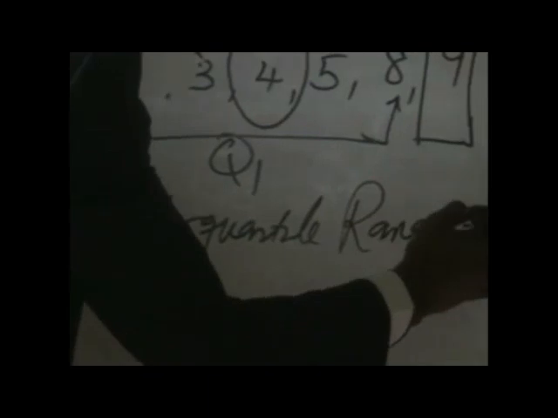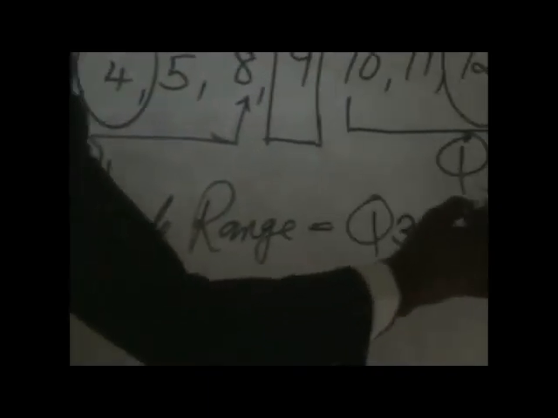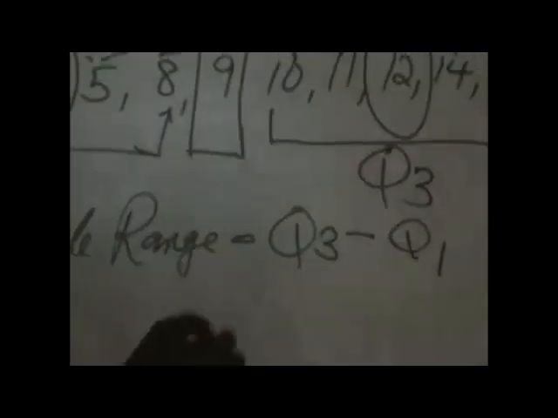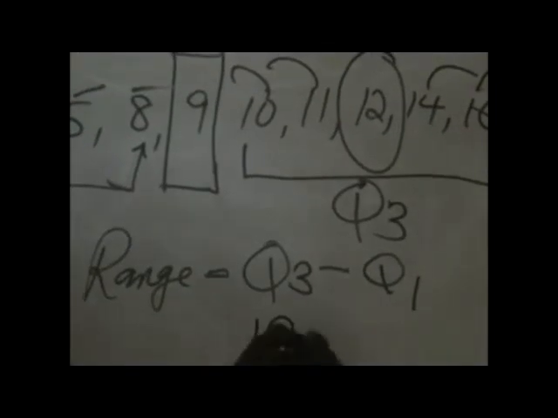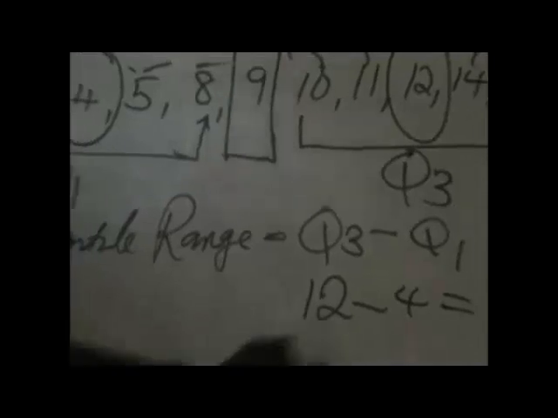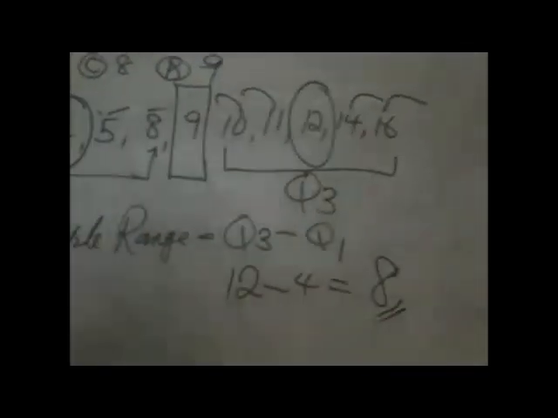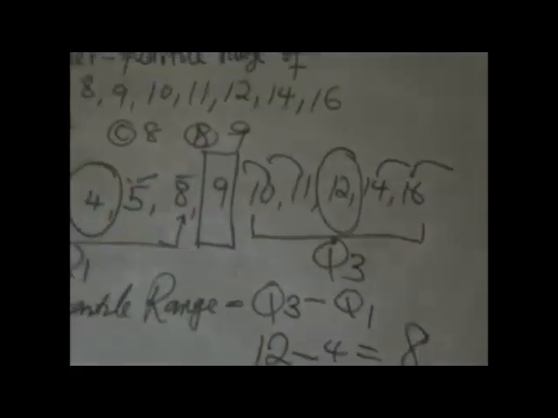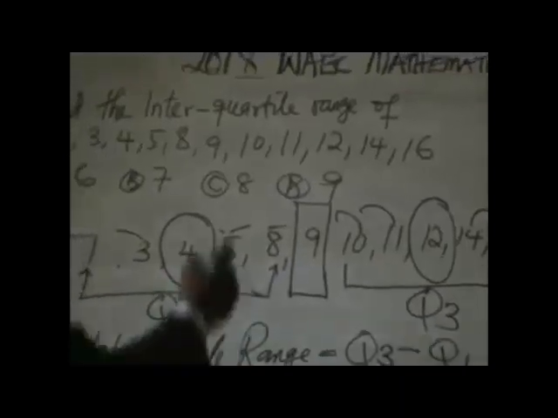Remember I said interquartile range is equal to Q3 minus Q1. So what is Q3? Q3 is 12. And what is Q1? Q1 is 4. So 12 minus 4 will give us 8. Alright? 8 becomes the interquartile range of the distribution. And the option is option C. Alright? Okay, so let's move on to the next question.